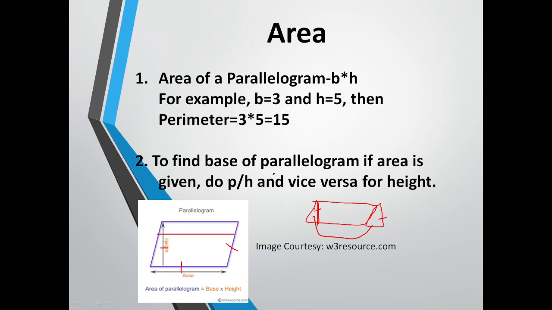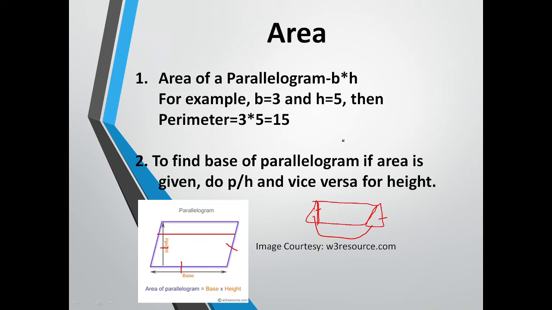To find the base of a parallelogram, if area is given, do A by h, and vice versa for height. For example, if the base was given as 3 but not the height, and we need to find the height, and the area was given as 15, we can just do 15 by 3 to get the height. And the same for the base. If the height was given and the base was not given, we can do 15 by 5 to get 3 as the base.